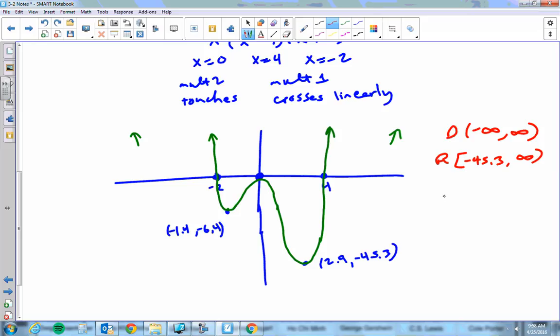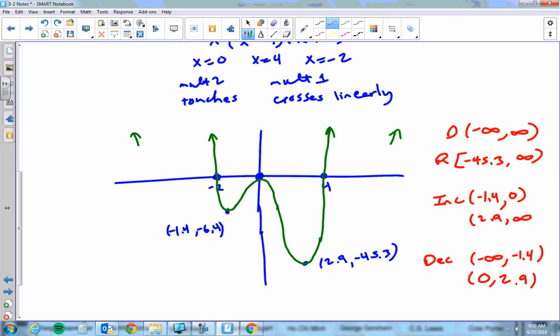Now this thing has 3 turning points, which means it has 4 intervals of increase and decrease. It starts out decreasing. When does it stop decreasing? Hayden? No. It is increasing from -1.4 to when? 0. X value 0. And then from x equals 0 to x equals 2.9, it's decreasing. And then it turns upward, and then from then on it's increasing. So 2.9 to infinity is increasing. And you're done.